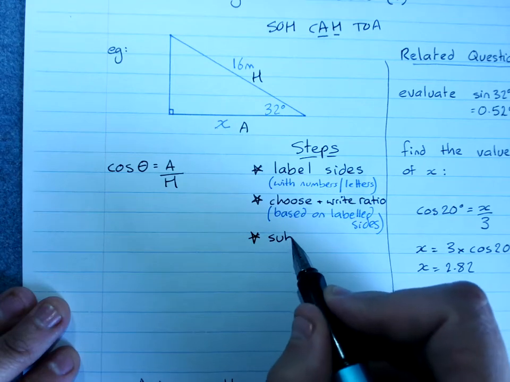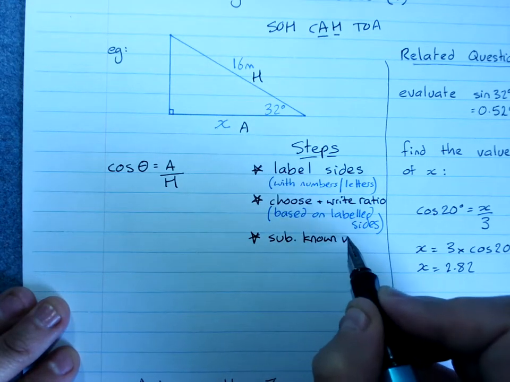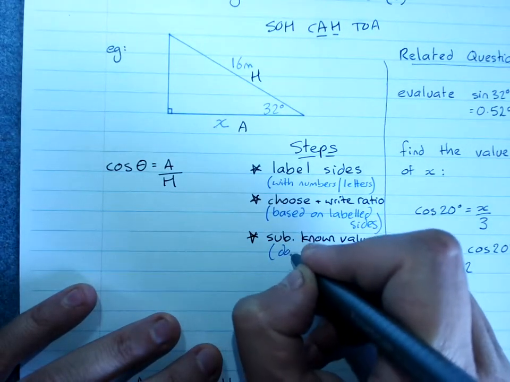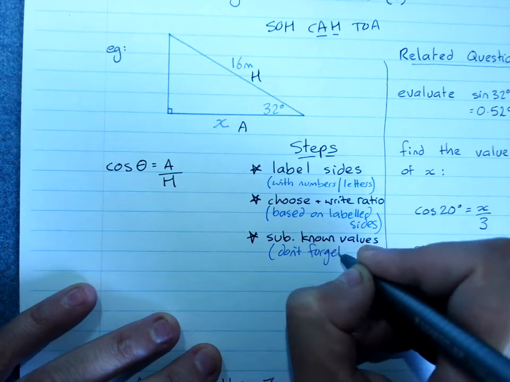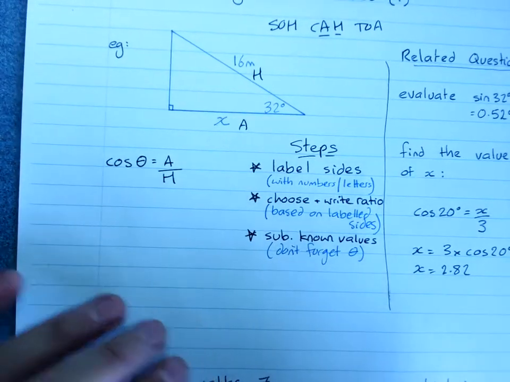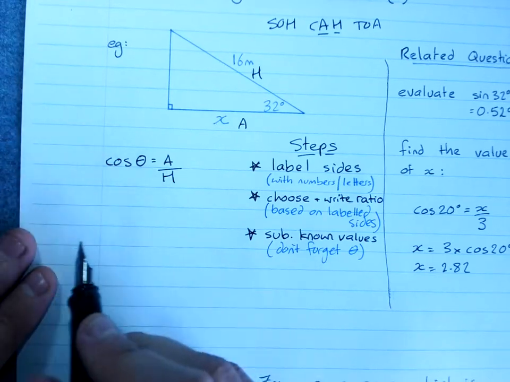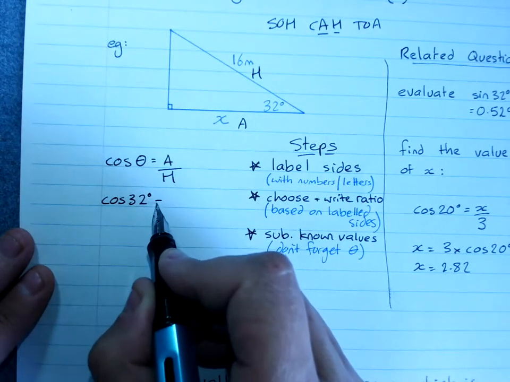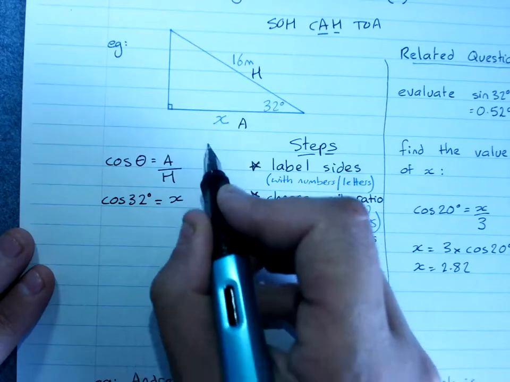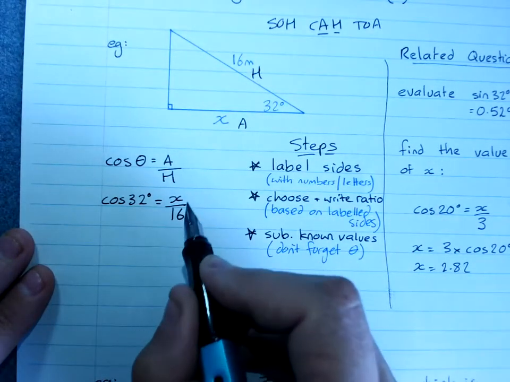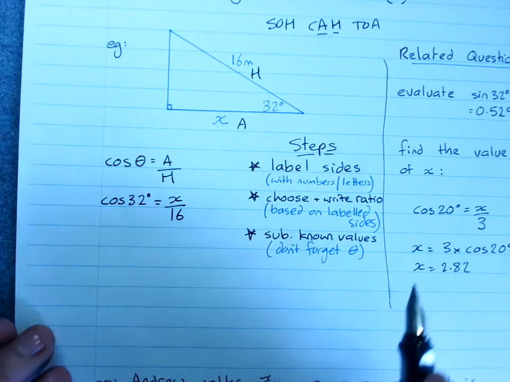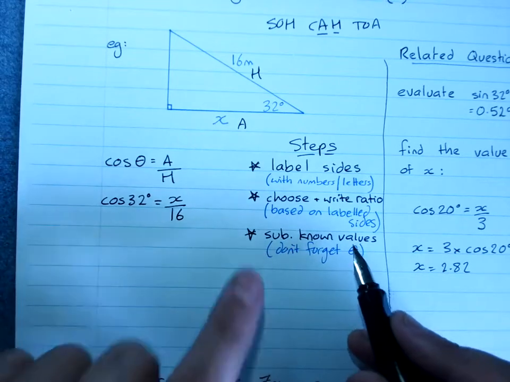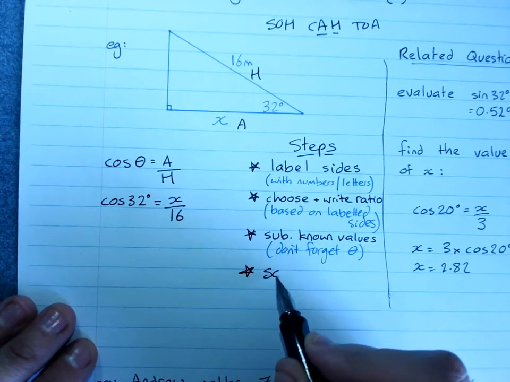Substitute in the known values, and my big thing in here is don't forget the angle. We know the angle here, so underneath, keeping the equal signs lined up, cos of 32 degrees, don't forget the degrees sign. Adjacent is our unknown, we write x. Hypotenuse is 16. Don't put the units into your working. No meters. You do put 32 degrees in here. Substitute known values, and then you solve.